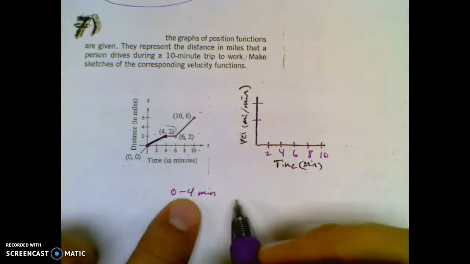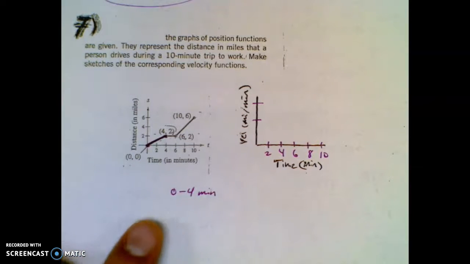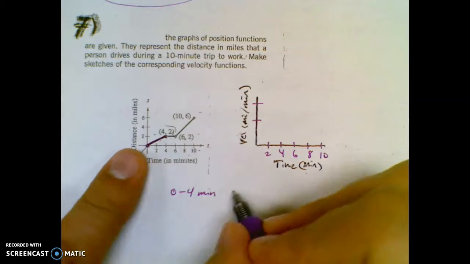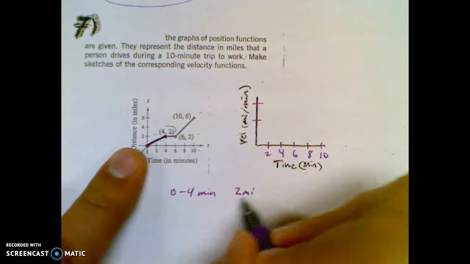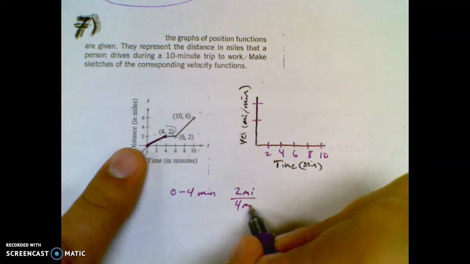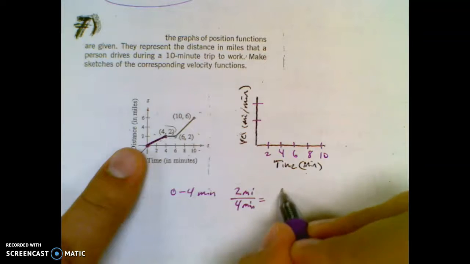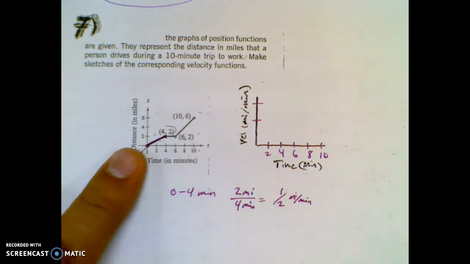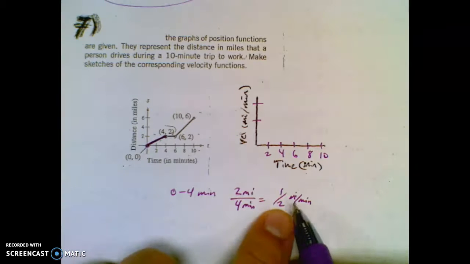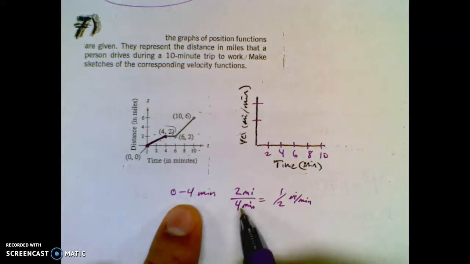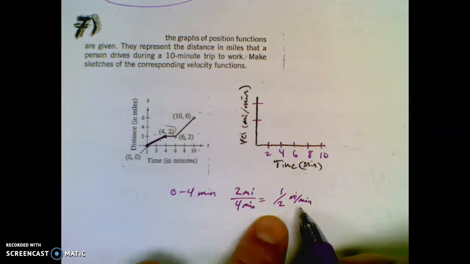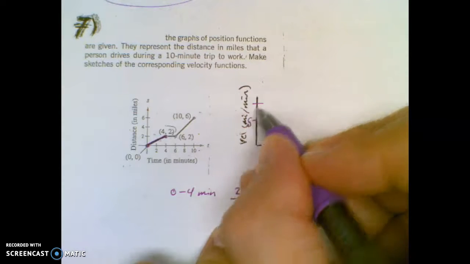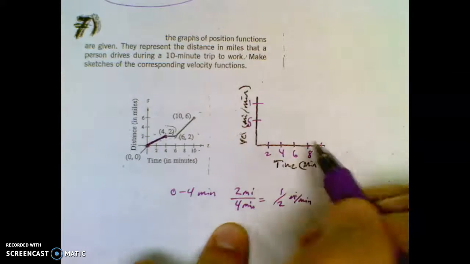How far did it travel from 0 to 4 minutes? How far did it go? We went 2 miles, right? So if I go 2 miles in 4 minutes, that's an average of a half mile per minute. So that's my rate. That's a rate right there. You just took a distance and a time and divided them, and you can get a rate out of it. Well, guess what? If I make this 0.5 and this 1, it's a constant rate.